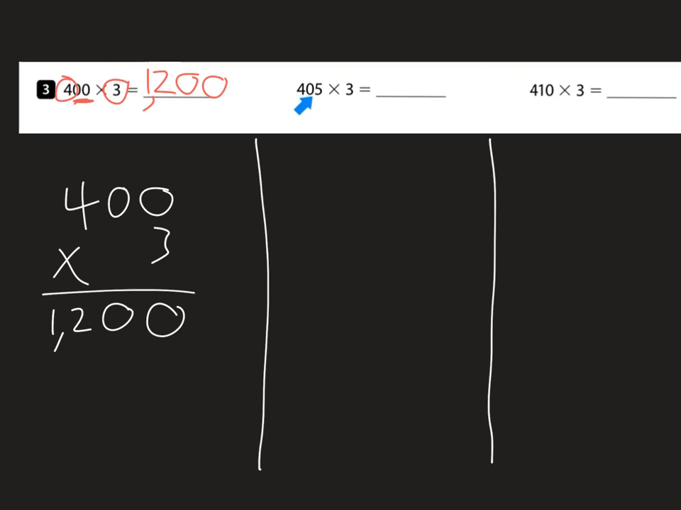All right, so we can see that our next one is 405, which is 5 more than 400. So 5 times 3 is 15. So it's going to be 15 more than 1,200, which will give me a product of 1,215. All right, I'm going to use partial products on this one. So we have 405 times 3. So when you do partial products, you're finding the value of each number.